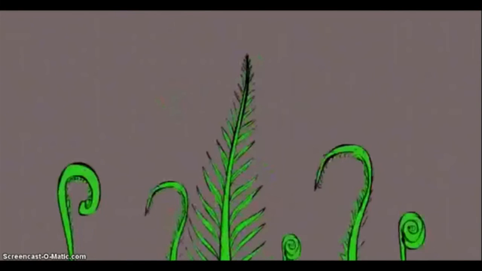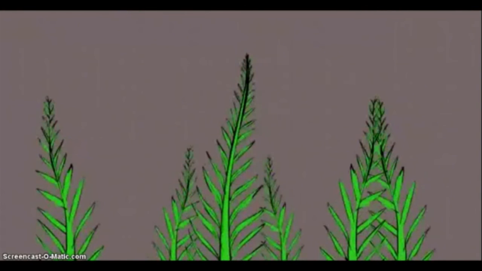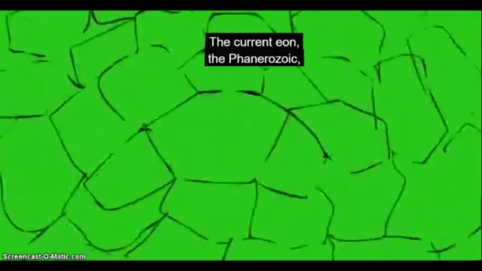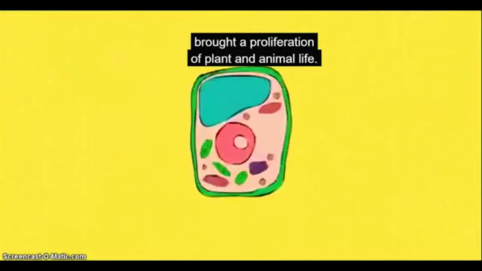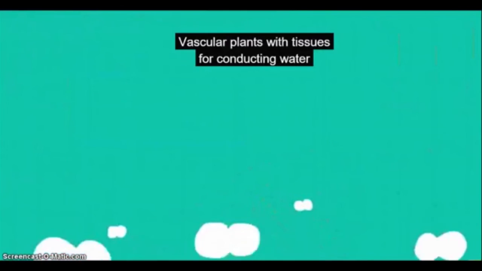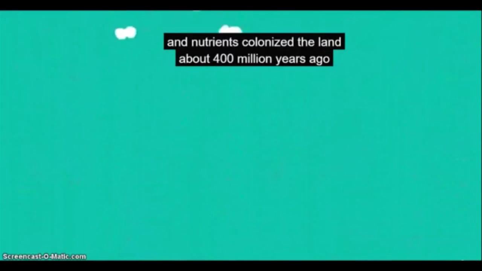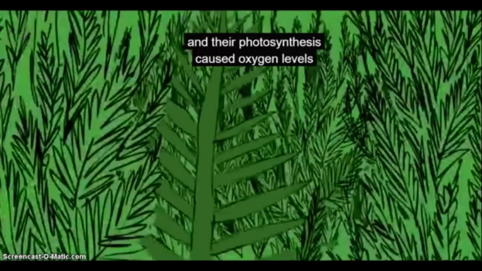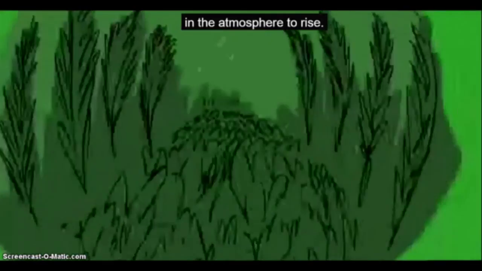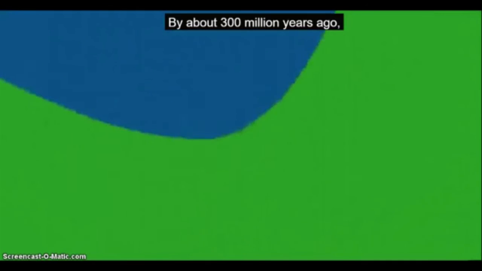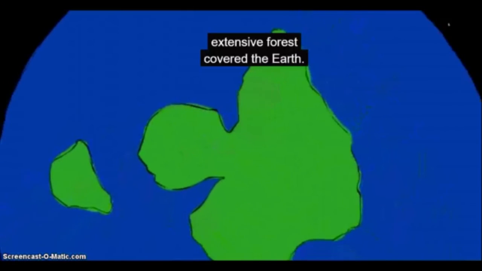The current Eon, the Phanerozoic, brought a proliferation of plant and animal life. Vascular plants with tissues for conducting water and nutrients colonized the land about 400 million years ago, and their photosynthesis caused oxygen levels in the atmosphere to rise. By about 300 million years ago, extensive forests covered the Earth. They pushed oxygen levels higher and enabled an even greater diversity of life.